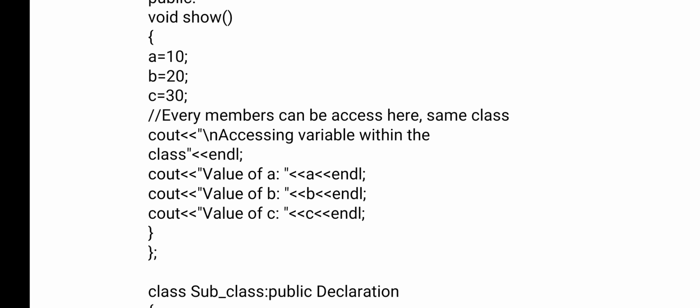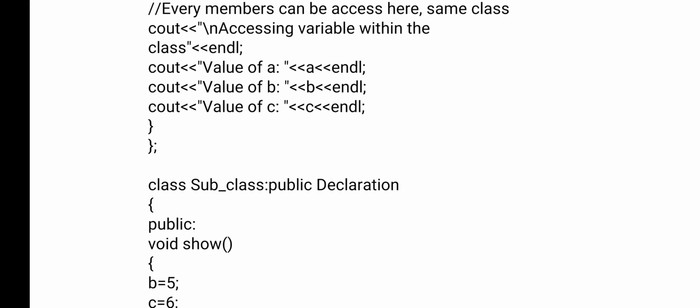Now you see the example program here. In void show, a, b, c, three variables I have given. Now I am printing those a, b, c. Okay, you will get this. Why? Because whatever you have declared here is inside the class only. So inside the class, it may be private, protected, or public. All those variables can be accessed inside the class. So a is printed, b is printed, c is printed.